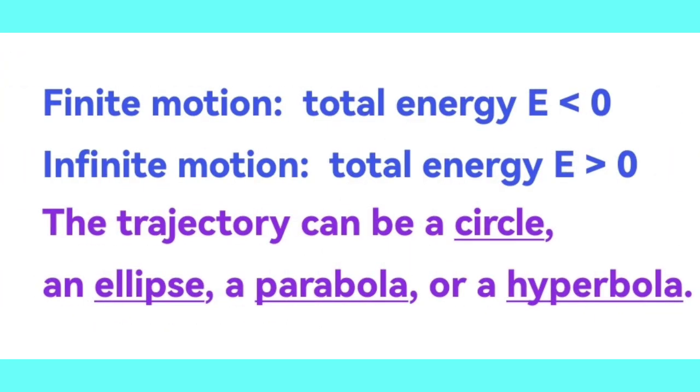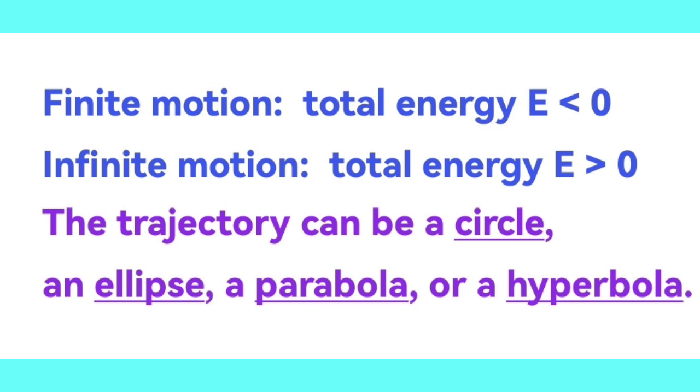The motion of a particle in an attractive field, with potential energy inversely proportional to the distance, can be either finite or infinite. The motion will be finite if the total energy of the particle is less than zero. And the motion will be infinite if the total energy of the particle is greater than zero.